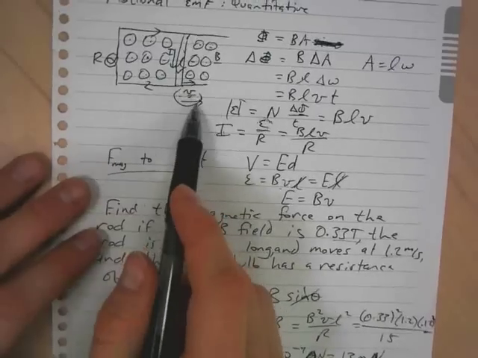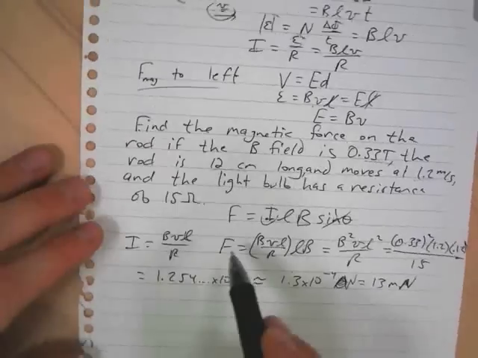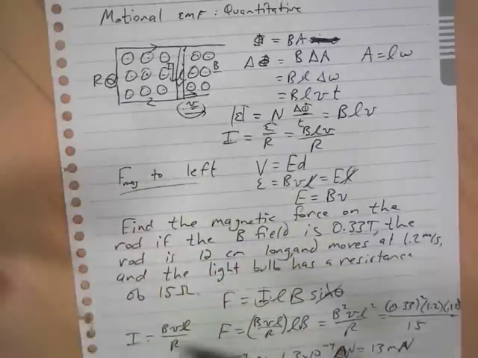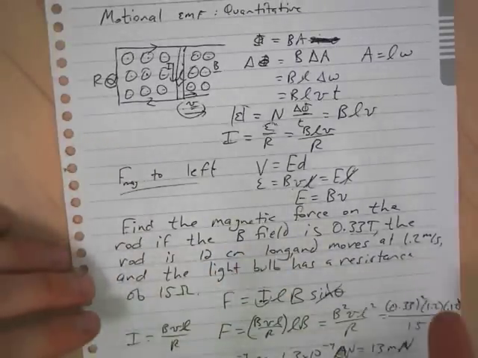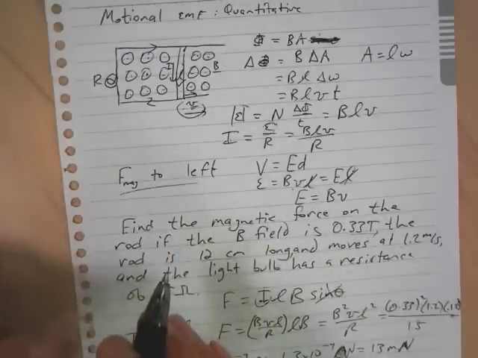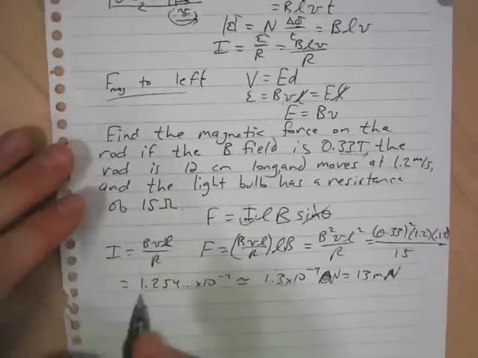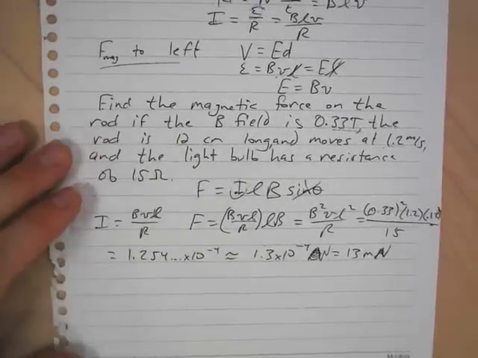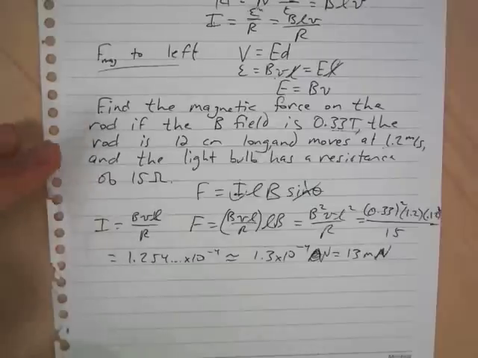Now, because we worked out this force was to the left, but I said this thing is moving to the right at a constant velocity, that means that a force to the right is needed to cancel out that force to the left in order to keep the rod moving to the right at a constant velocity. Now, we know that there is a force, and that force has to be equal to the magnetic force.